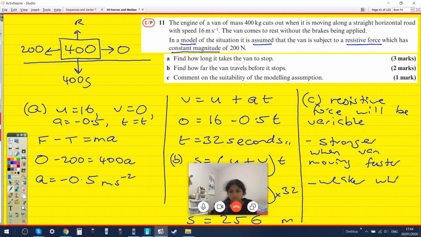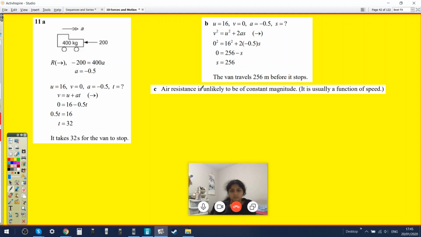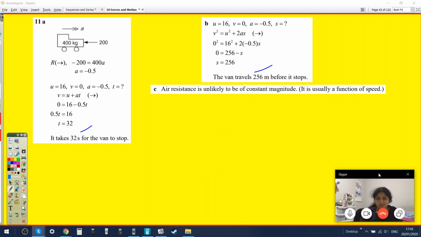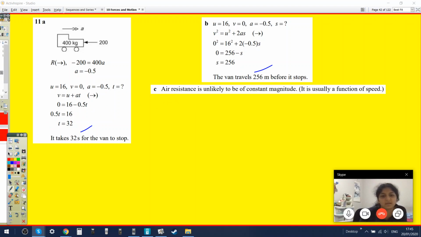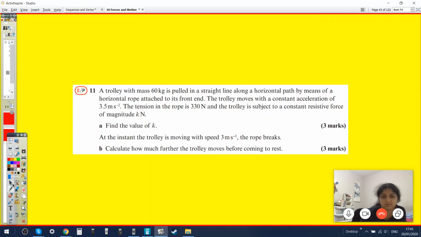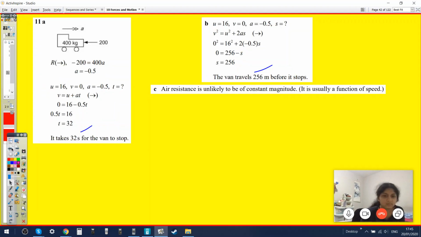So if they ask you to comment on the assumption, just read through to see what assumption was made. Air resistance is unlikely to be of a constant magnitude. It is usually a function of speed. Okay, yeah. 32 seconds, 256. So that's basically saying... okay. That is air resistance. Yeah, so that's the resistive force they were referring to. Sorry, any questions there?